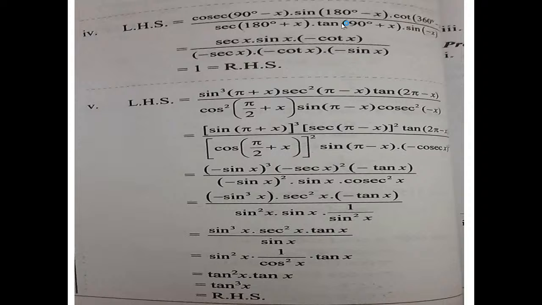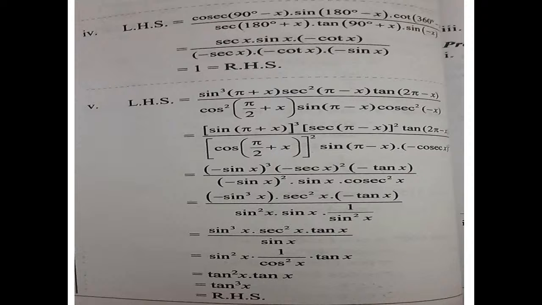Upon sec(180 + x): it lies in the third quadrant, and in the third quadrant only tan is positive, therefore sec is negative. And 180 can be expressed as 2 into pi by 2, that is 2 into 90 degrees, which is even, so sec remains sec. If it were odd, sec would become cosec. So sec(180 + x) lies in the third quadrant, where only tan is positive, so sec will be negative: minus sec x.